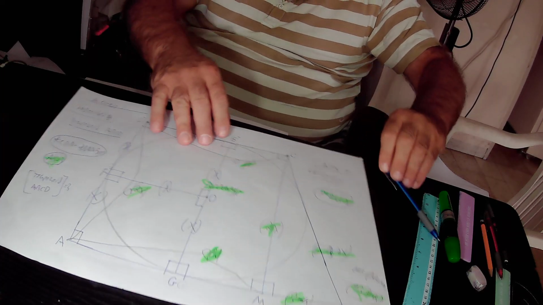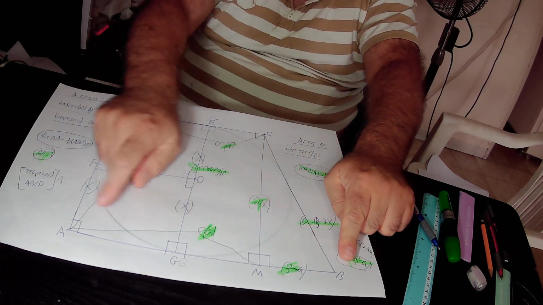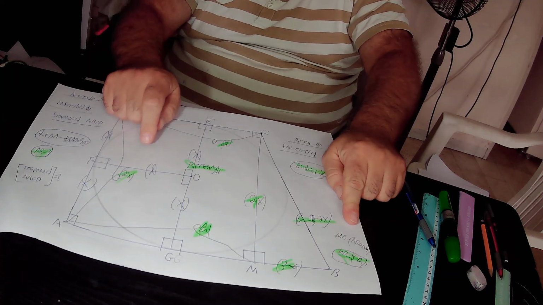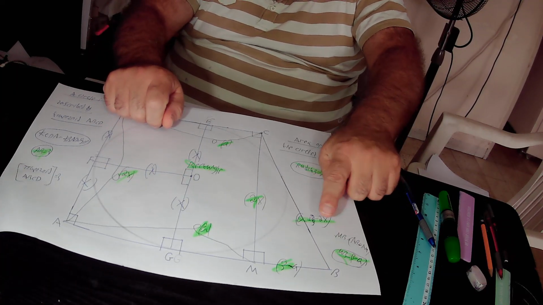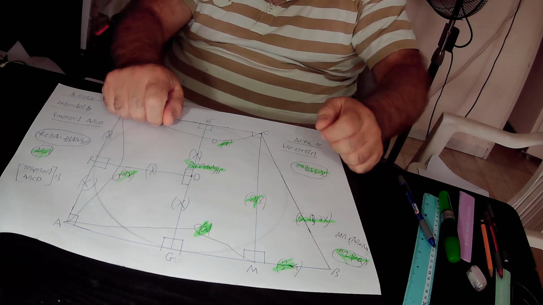What is the length of this missing line segment MB? MB equals AB minus AM. So MB equals AB, that is 3, minus AM, that is a. So in total, MB equals 3 minus a units in its length.